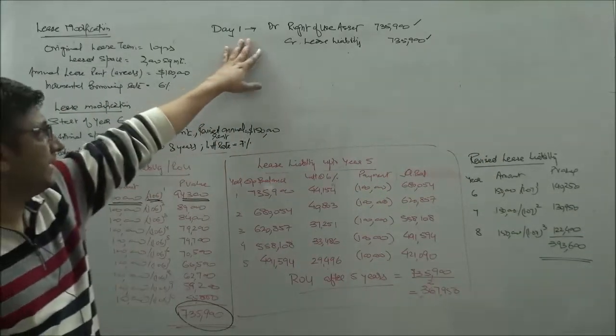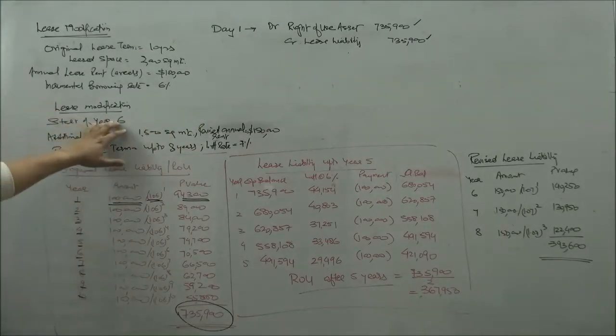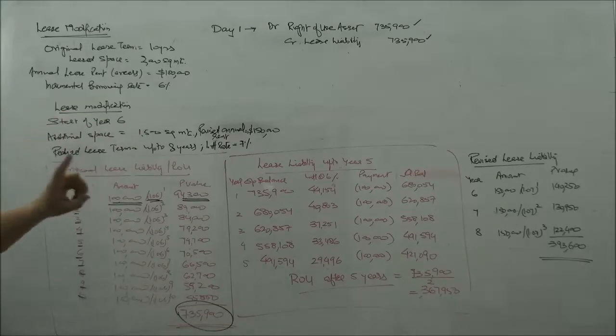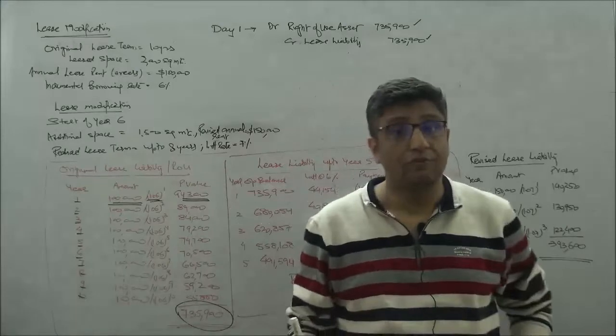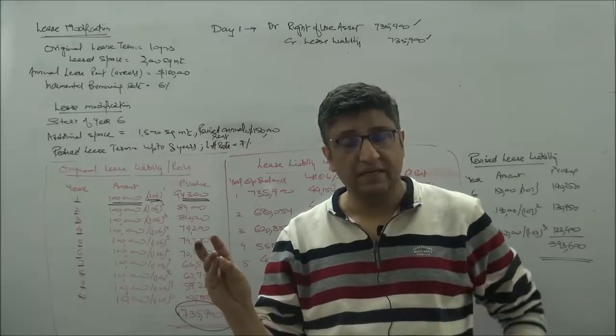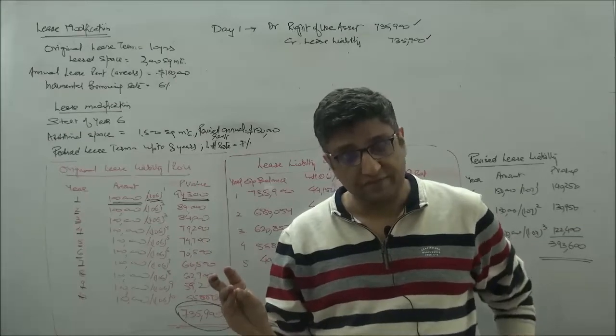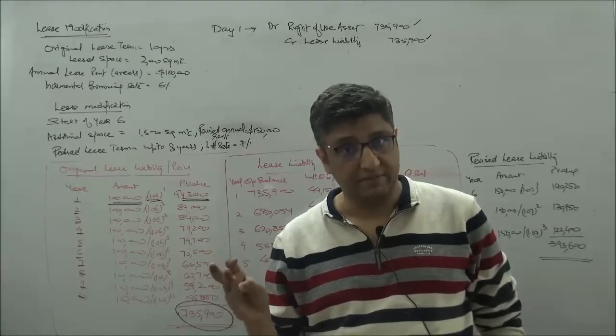So if this goes for 10 years, everything becomes 0, but we are given now at the start of year 6, there is an additional space and there's a reduced lease term. Okay, so we need to accommodate that. For this, very importantly, we need to know what is the value of lease liability on the date of modification and what is the value of your right of use asset on the same date.